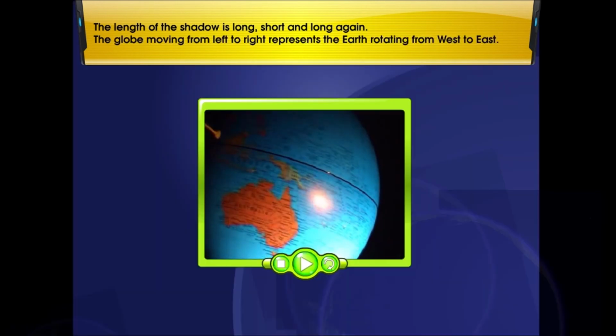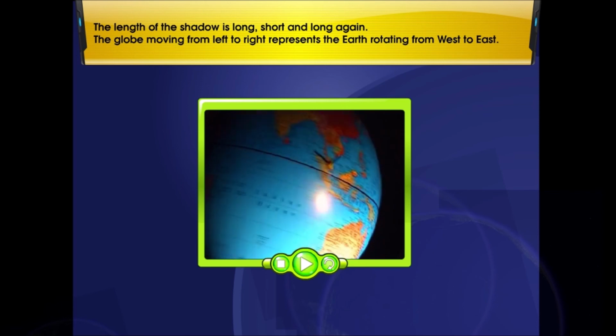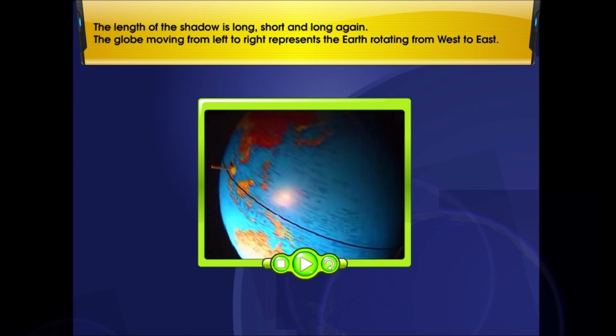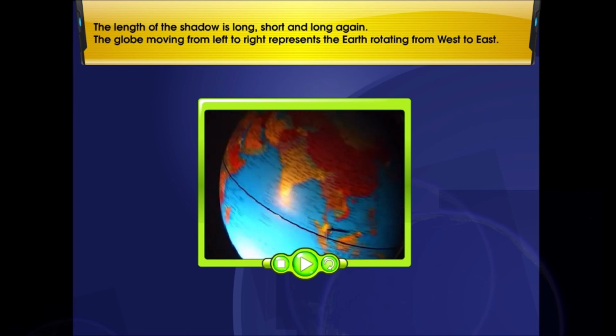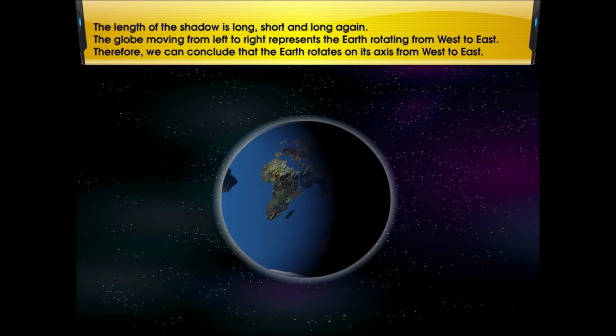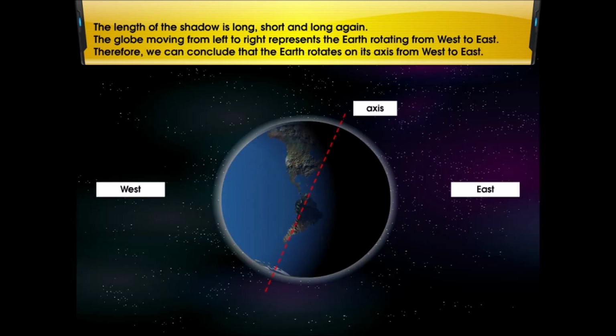The globe moving from left to right represents the Earth rotating from west to east. Therefore, we can conclude that the Earth rotates on its axis from west to east.